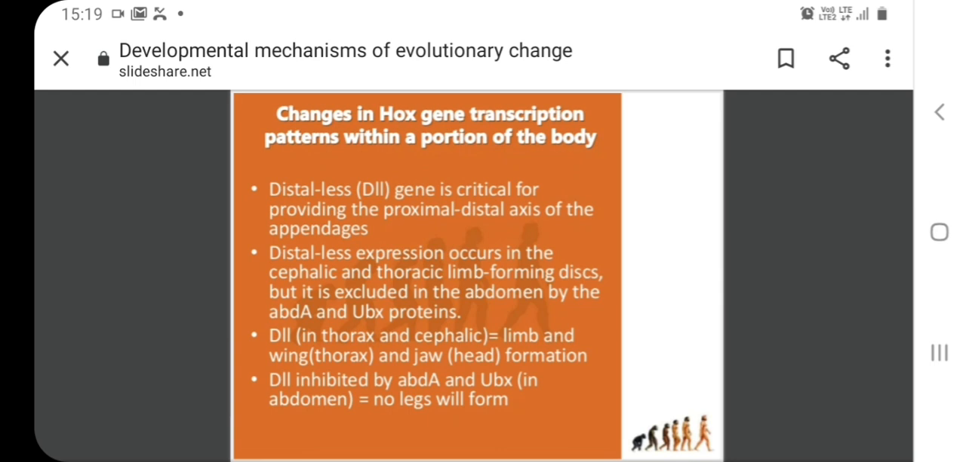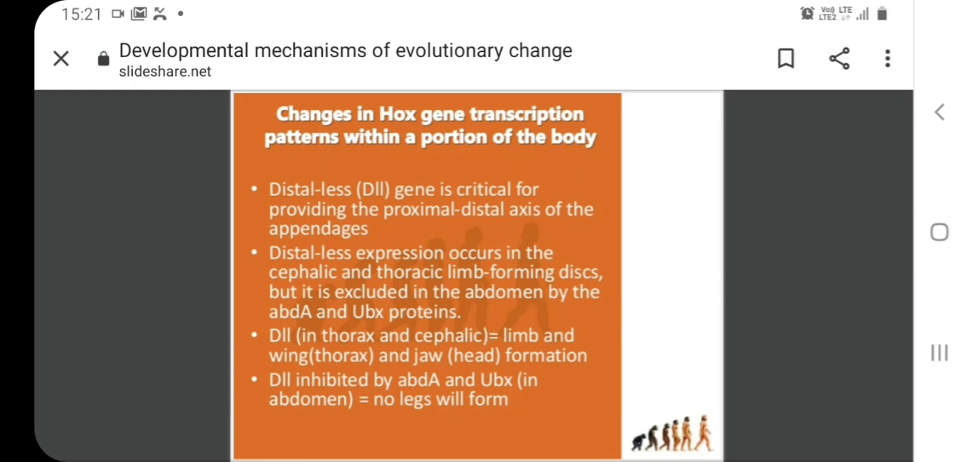Insects have 6 legs as adults, with a pair arising from each of the 3 thoracic segments. In Drosophila, the distal-less gene, represented as DLL, is important for providing the proximal-distal axis of the appendages. The distal-less expression occurs in the cephalic, that is the head region, and thoracic region. So we say that the distal-less expression occurs in cephalic and thoracic appendage forming discs.